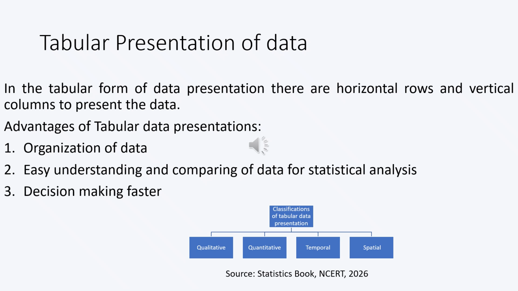Now, the classifications of tabular data presentation are four. First one is qualitative classification. Second one is quantitative classification. Third one is temporal classification. And fourth one is spatial classification.